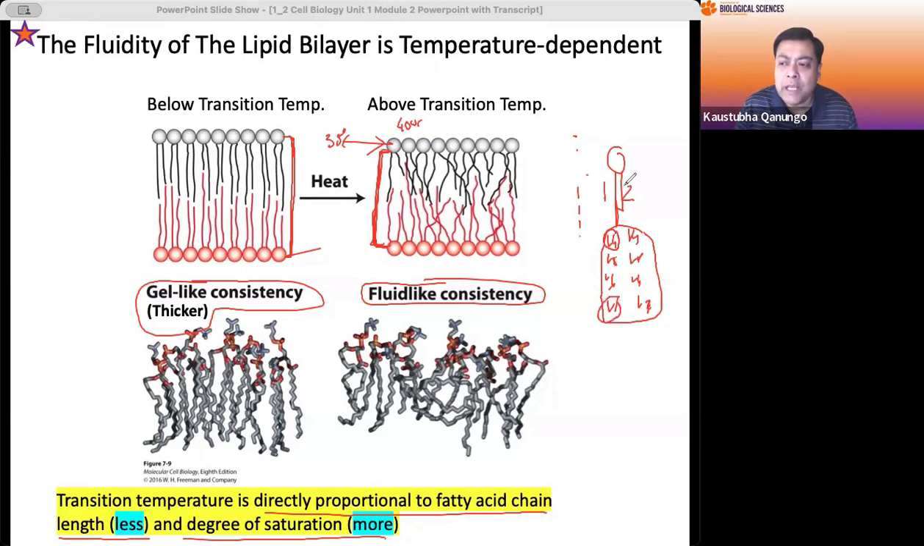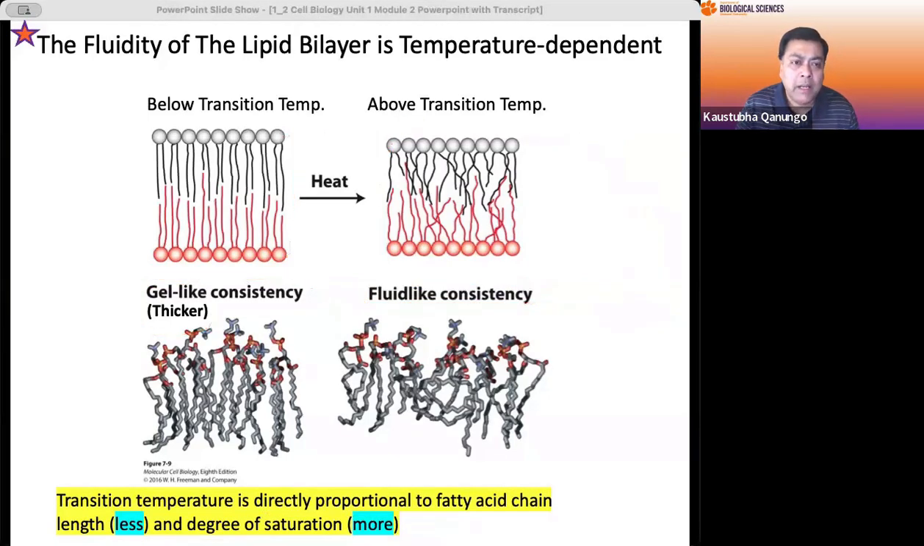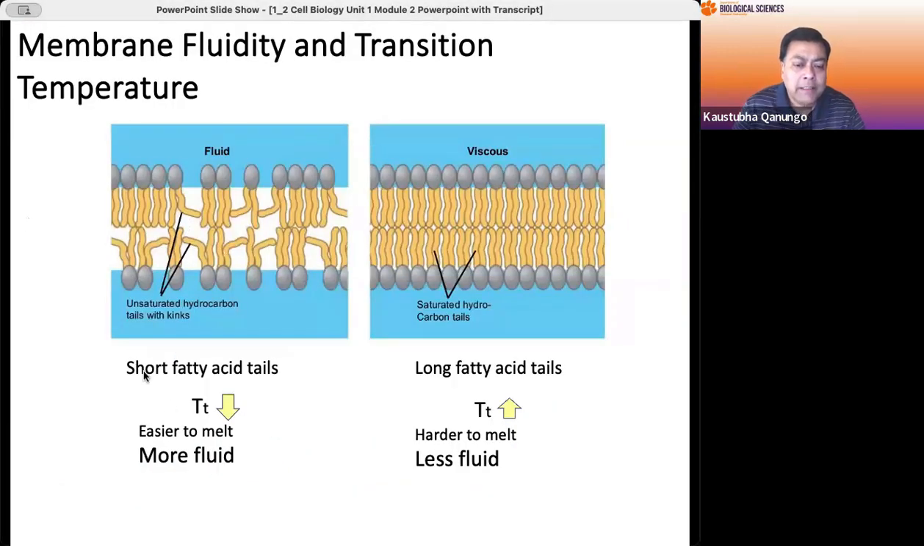On the other hand, if there are just 1 or 2 unsaturations compared to all saturation, the transition temperature will vary drastically, and that's the most important part here. We'll spend some time calculating some of these. What we are looking at here are short fatty acid tails, and some of them have unsaturated tails with kinks. The transition temperature is lower there, they are easier to melt, and they are more fluid, like this. On the other hand, these are long fatty acid tails, saturated hydrocarbon tails, and the transition temperature is higher, so they are harder to melt.